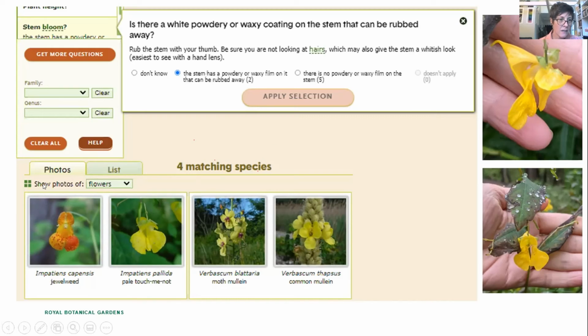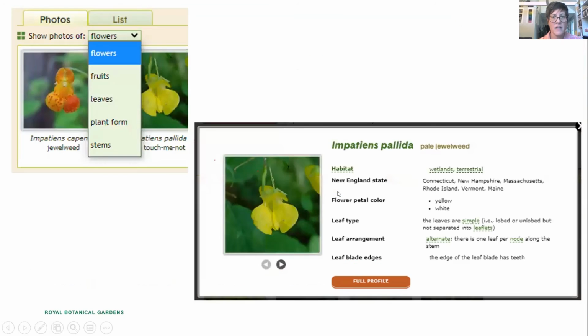You notice here, it says show photos of flowers. If you click on that, it will give you other things you can look at. It will show you pictures of fruits, leaves, the plant form, and the stems. So you can look at pictures of other parts of the plant than what was showing up when you opened the website. When you click on the pale touch-me-not, also called pale jewelweed, it will bring up a summary of the plant, and you can click through some pictures and read the summary.